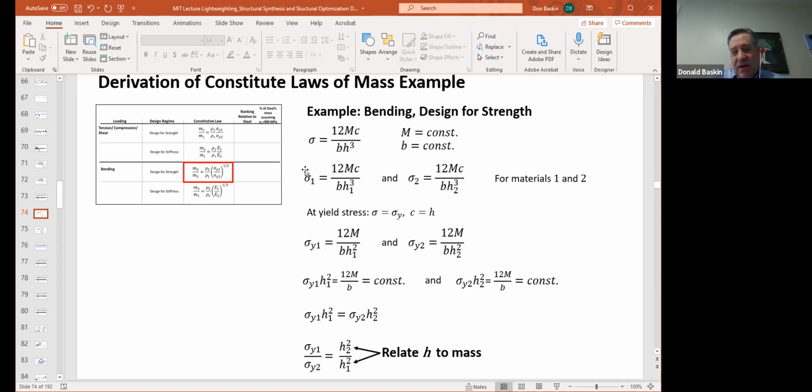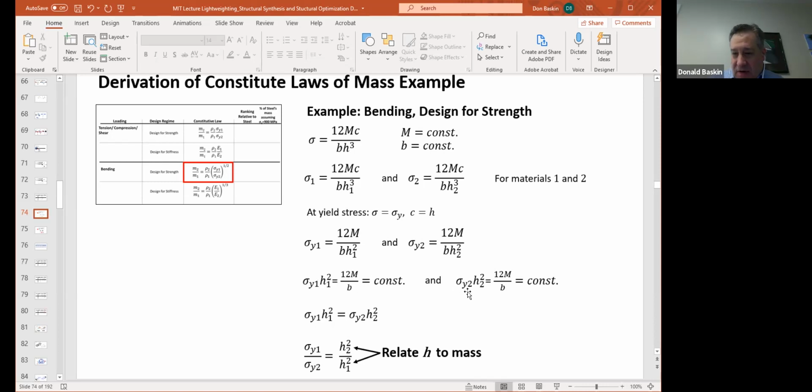Okay, so you're holding the moment constant, the b is constant, and 12 is obviously constant. So you can move all the constants to one side of the equation and all the variables to the other side, which gives you this equation here. So sigma y, the yield strength, times the height squared equals 12M over b.